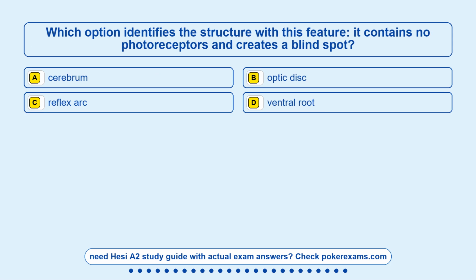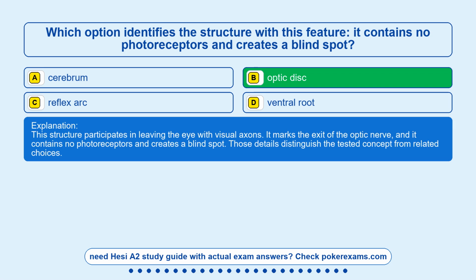Question 13. Which option identifies the structure with this feature? It contains no photoreceptors and creates a blind spot. Option A, cerebrum. Option B, optic disc. Option C, reflex arc. Option D, ventral root. The correct answer is option B, optic disc.